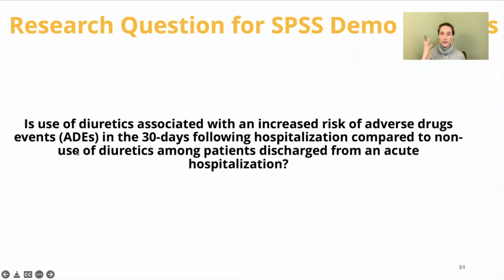So just to help frame our demo analysis a bit better, I'm going to be using some simulated example data to help answer the following research question, which is: is use of diuretics associated with an increased risk of adverse drug events, or ADEs, in the 30 days following hospitalization compared to non-use of diuretics among patients discharged from an acute care hospitalization? So I'm comparing use of diuretics to non-use of diuretics to see whether or not that's associated with an increased risk of an adverse drug event.